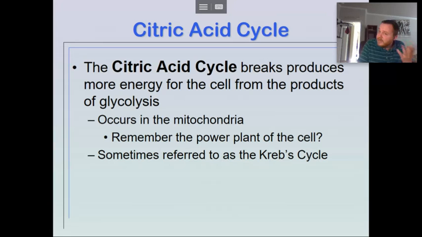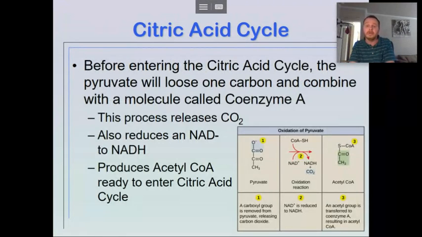Remember, we talked about the mitochondria. We said that is the power plant of the cell. This is part of the reason why. The Krebs cycle and the citric acid cycle are the same thing. You may have heard of the Krebs cycle before. That's named for the individual who first identified this cycle. This, again, is the process where we take the pieces of what's left of the glucose after glycolysis and begin to break them down and harvest even more energy.